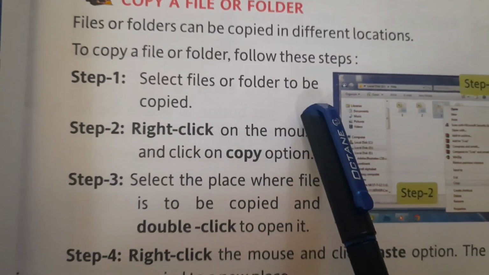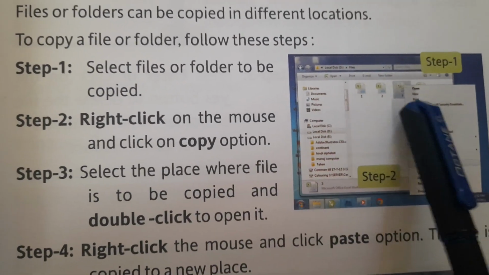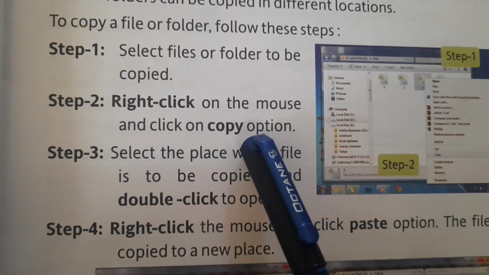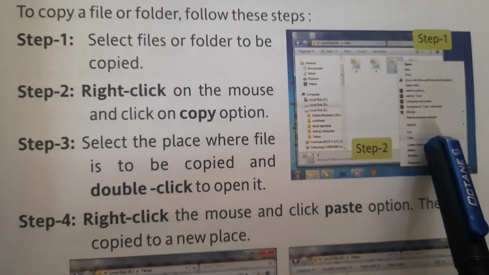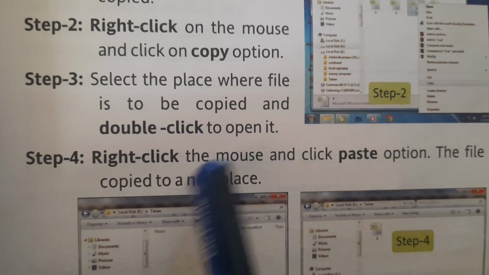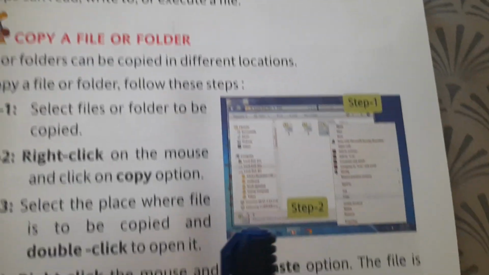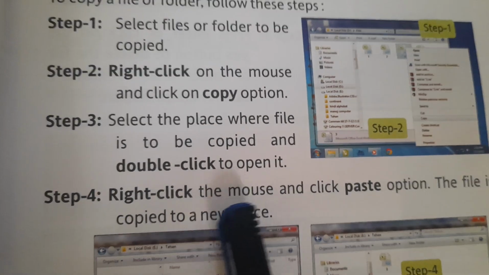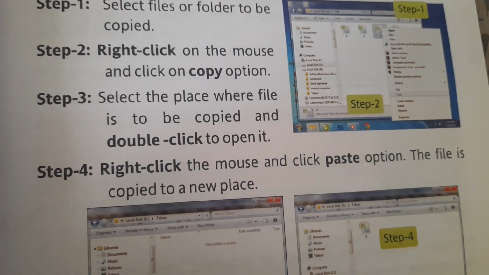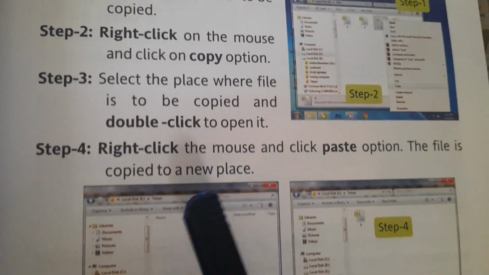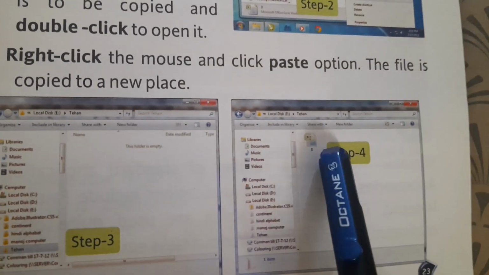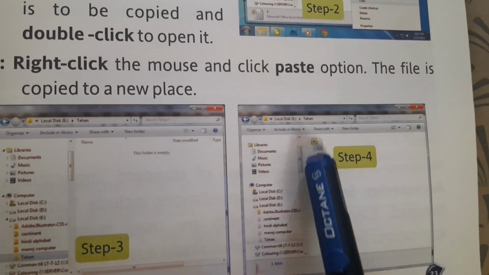Select files or folders to be copied. We can select various files or folders which we want to copy. Right click on the mouse and click on the copy option. We can right click on the mouse and we can click the copy option from here. Select the place where a file is to be copied and double click to open it. Means we can select the place where we want the file to be copied, and from there we can double click to open it. Right click the mouse and click the paste option. The file is copied to a new place.